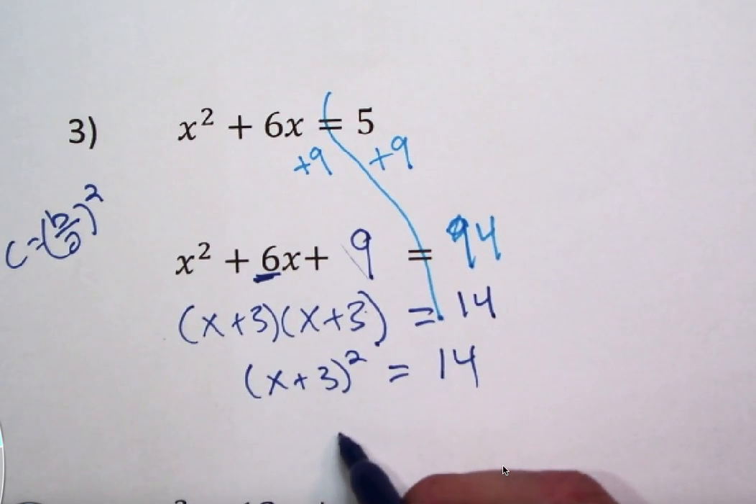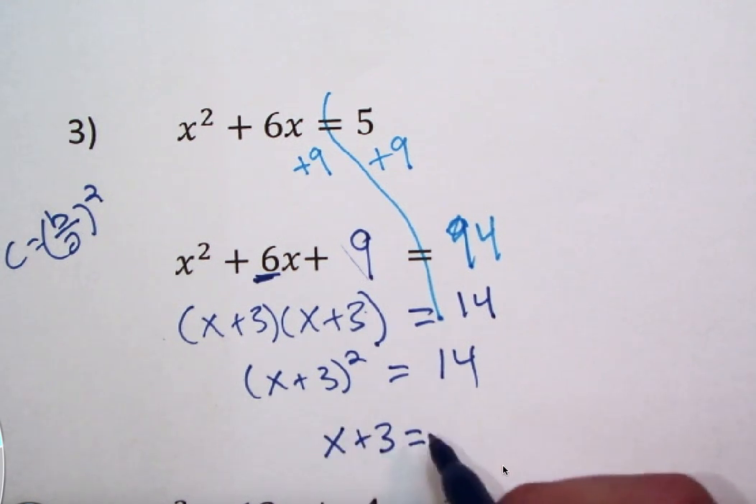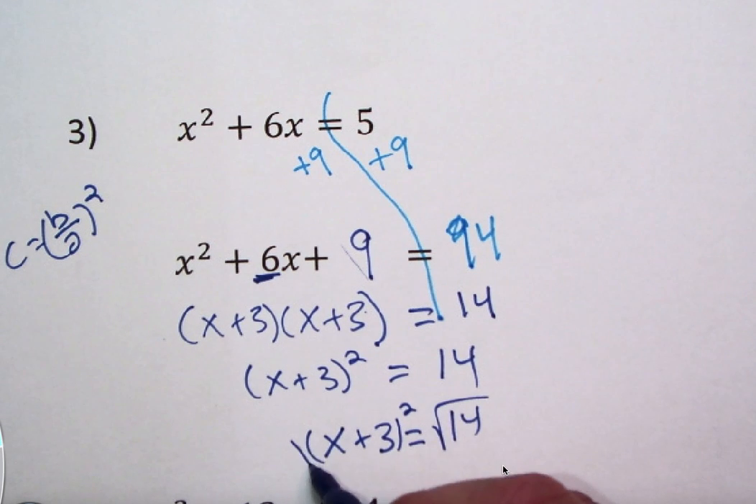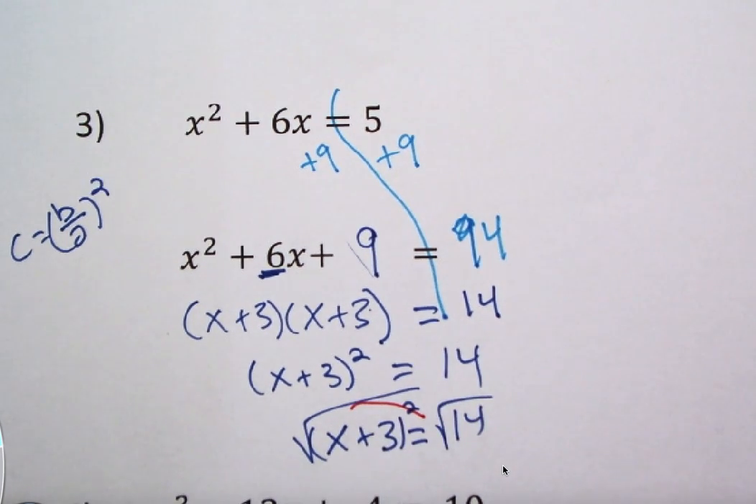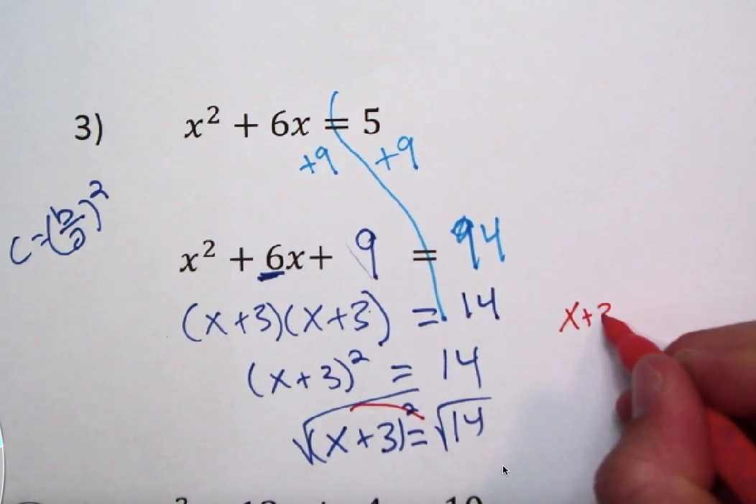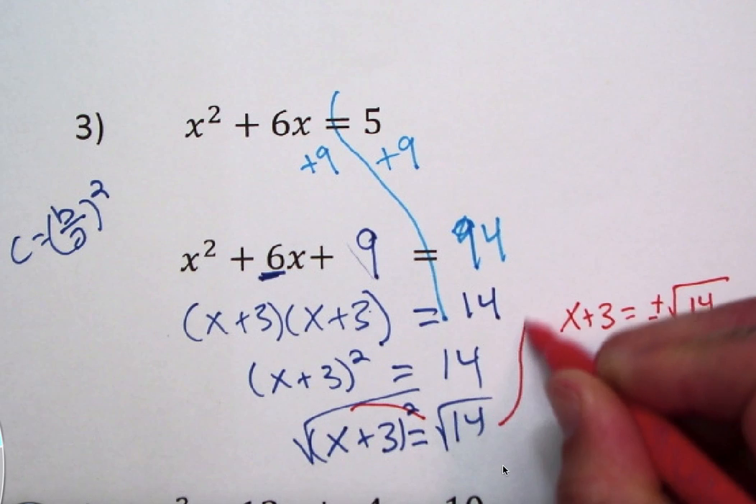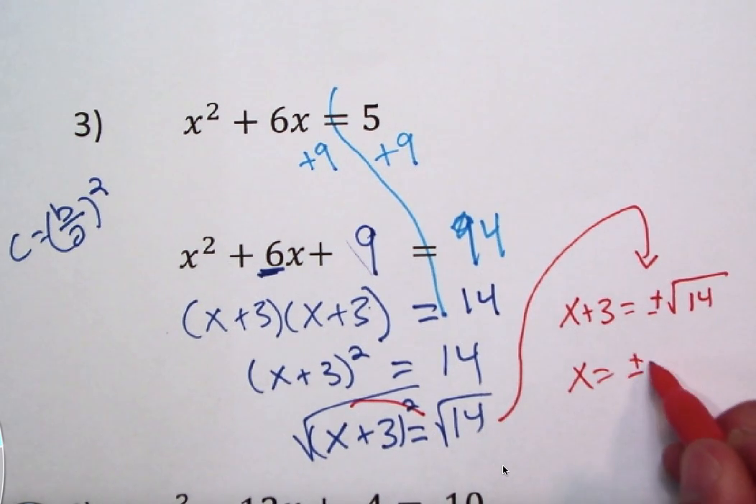Then we take the square root of both sides, which I'm not going to show for time-wise. I'll do it because I want the notes. So you take the square root, and then you get x plus 3 equals positive or negative square root of 14. And then just take away 3.